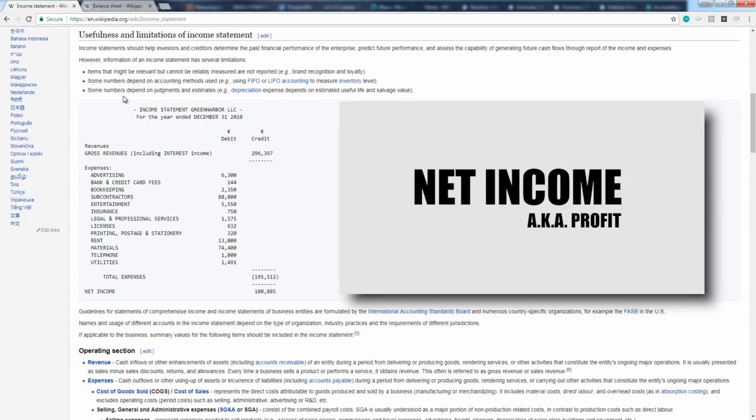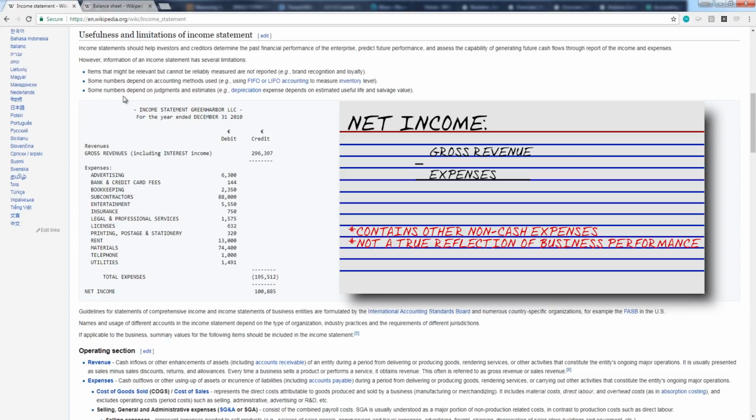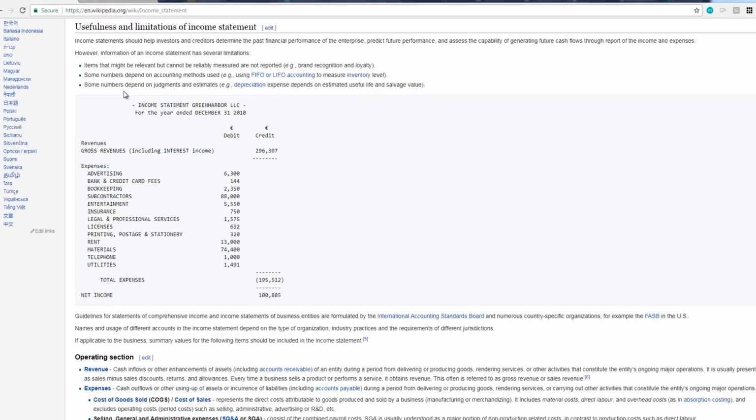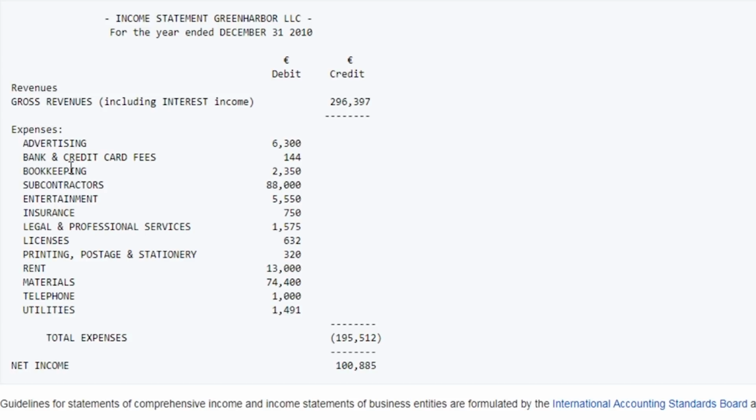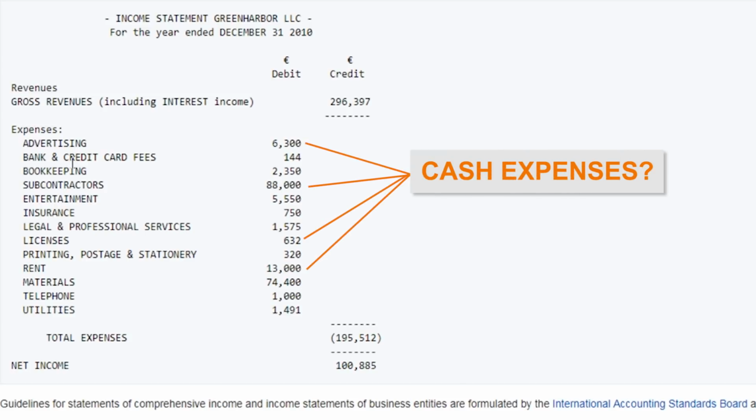So what is net income? It's gross revenue. So how much money did we bring in this year selling our products or selling our services? And then what were the expenses that came out of it? We take this Wikipedia example. We've got things like advertising and subcontractors and licenses and insurance and rent. Most of those look like they would be cash expenses. Cash expenses means I have to pay for them with cash.